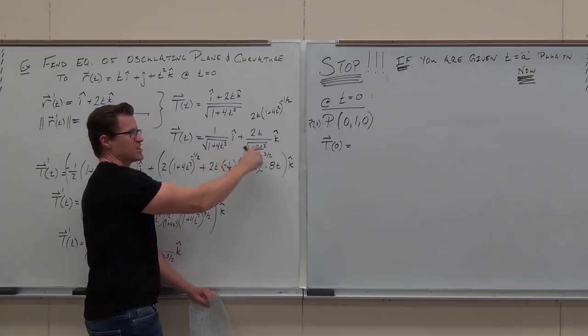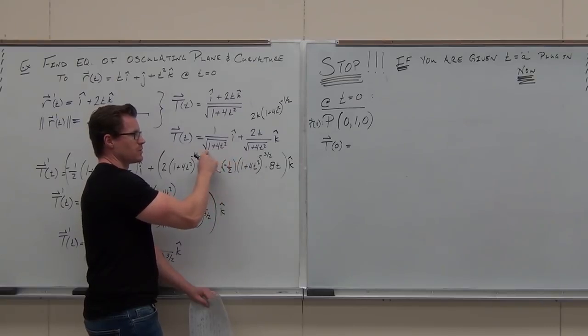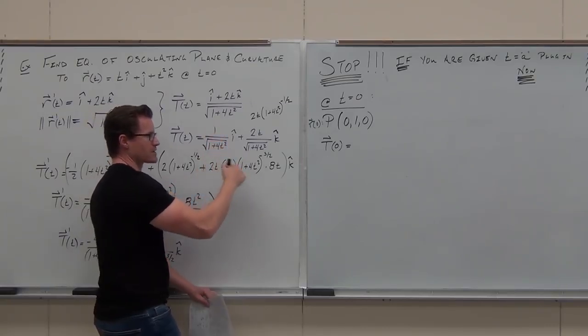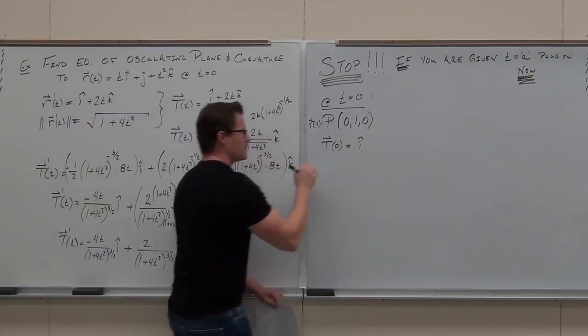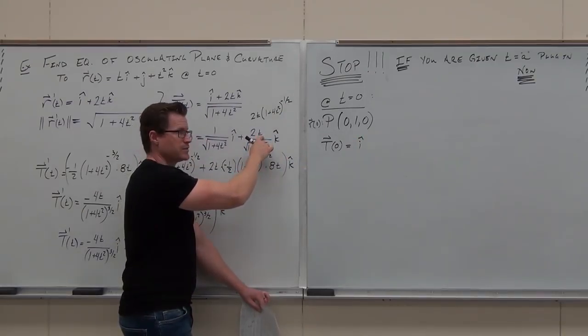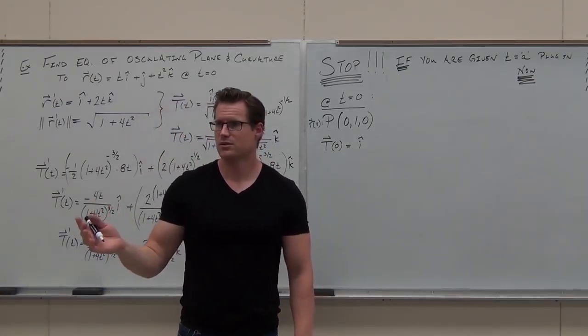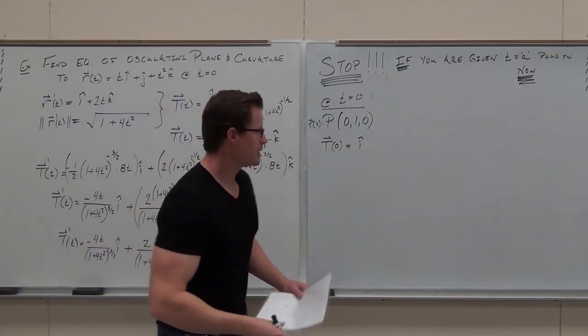I need to know all that stuff so I can find b. So what's the unit tangent at 0? Plug in 0 here: 4 times 0 is 0, 1 plus 0 is 1, square root of 1 is 1, 1 over 1 is i. This one's pretty easy, because there's no j, and this is 0, so we're done. The unit tangent at 0 is simply i. So far, so good? Okay.